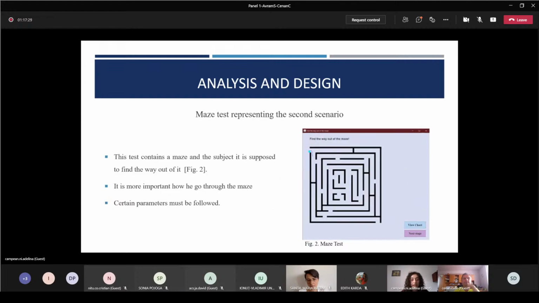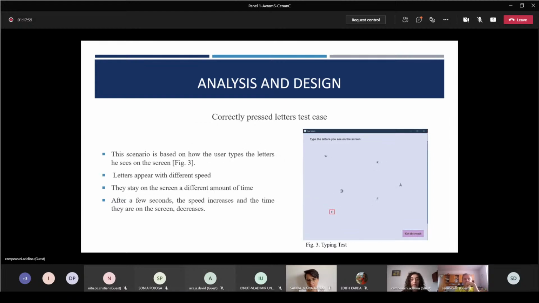The second test is made mainly of a maze, such as the one in figure 2, and the subject is supposed to find the way out of it. The user also has to find the best way possible, the shortest one, because not any solution represents a good one. Besides that, in this scenario, it is very important how the subject goes through that maze, how hard his hand shakes on the mouse, or how constant the line drawn through it is.